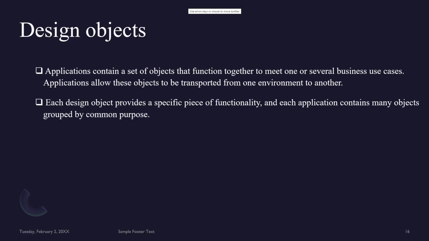An application allows these objects to be transported from one environment to another. So one of the advantages of having an application is that you can create a set of Appian design objects, and then move those objects from one environment to another using that application. It's a container, right? So you can move the container from one place to another.